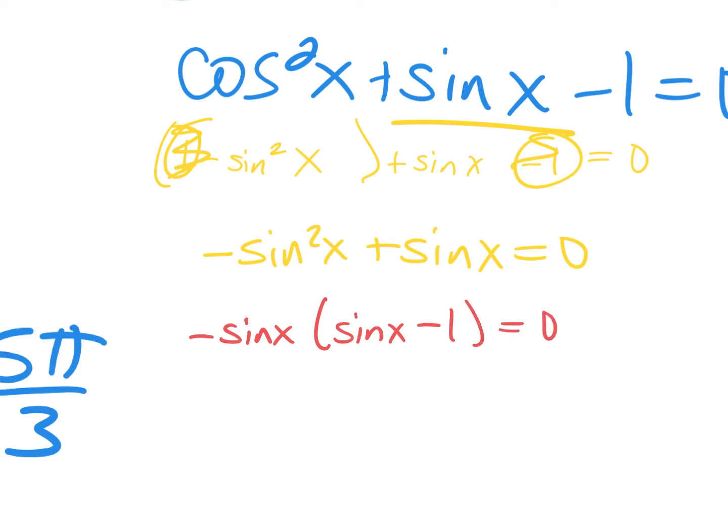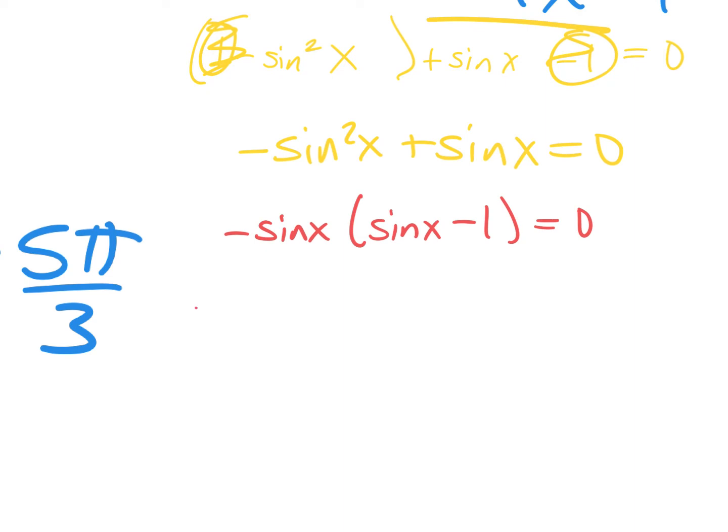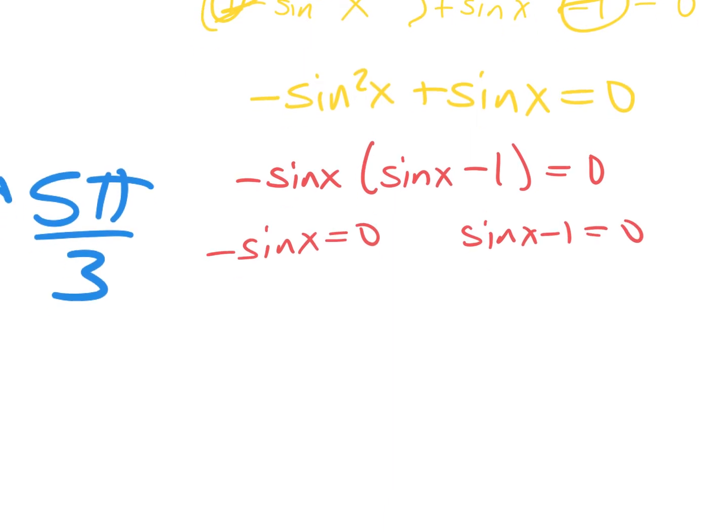You guys agree? What do I do with each piece? I set it equal to 0. How do I solve this? What's one thing I need to do here? Add 1. Okay, we're going to add 1 over here. So I have sine x equals 1. What do I do on the left-hand side? Divide by negative 1. So all that does is give me negative sine of x equals 0.